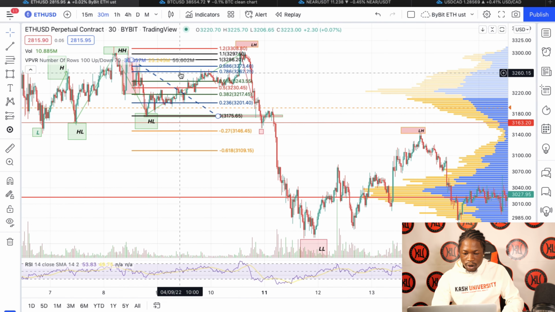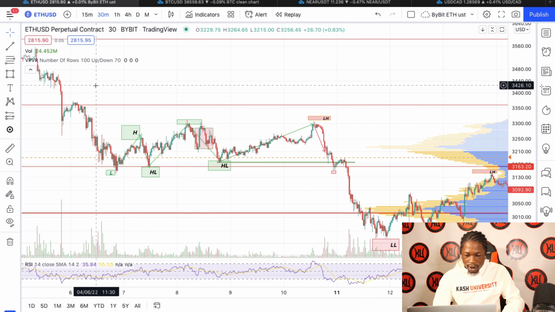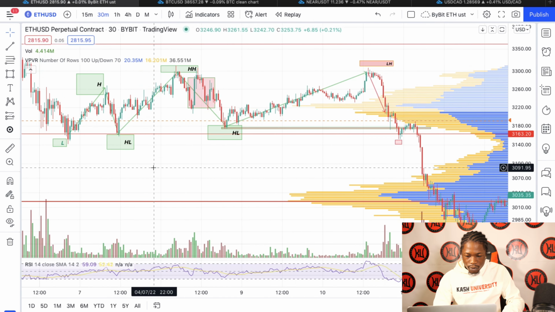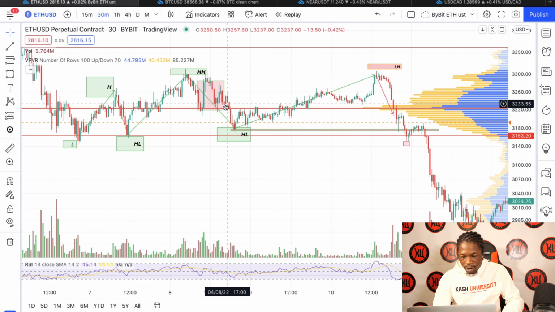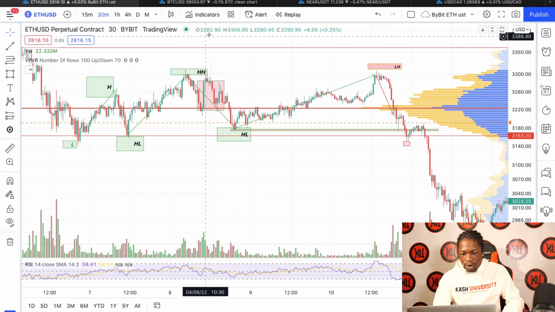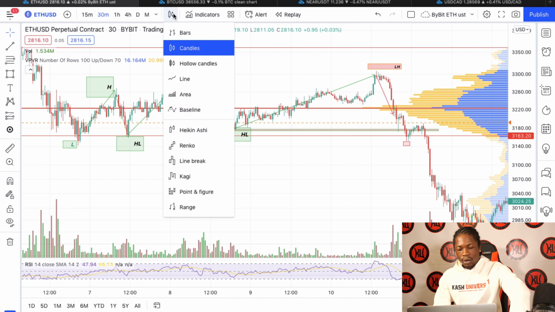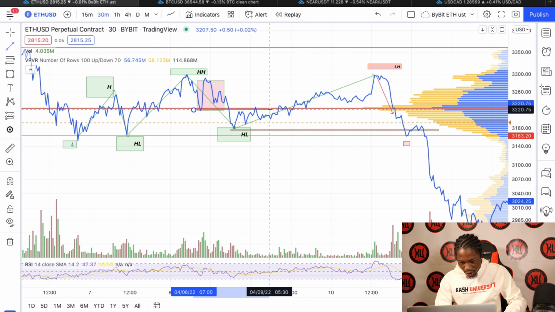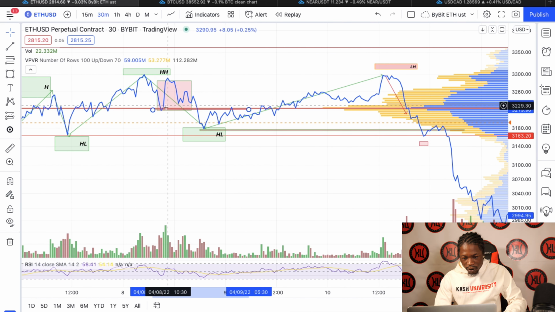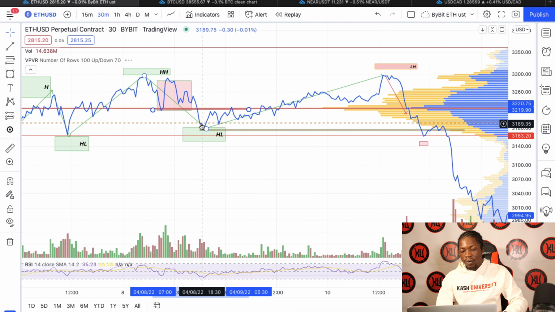Step 2, we're going to wait for a break of structure. And as you can see, this is the break of structure right here. See, price broke this structure right here. Let me put it on the line chart so you can see. So right here is the break of structure. See right there, price broke the structure and came below and closed below.